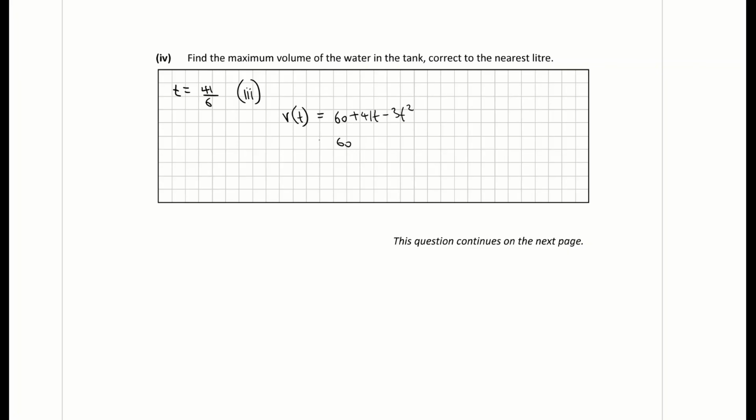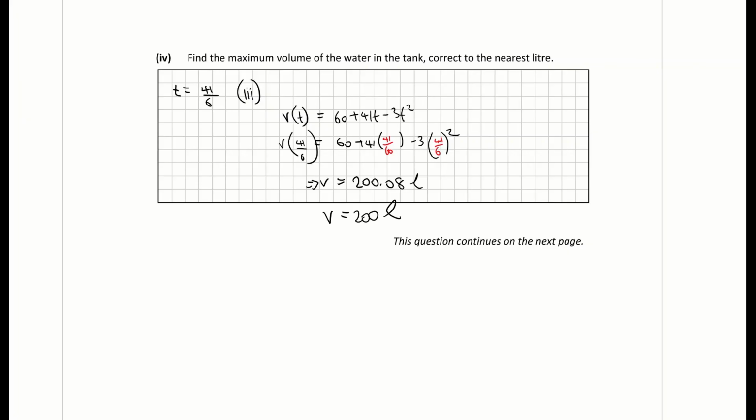In order to find the volume when the time is at its maximum, I'm going to sub in my 41 over 6 for t. That's giving me 60 plus 41 times minus 3 times t squared, and I'm subbing in 41 over 6 and 41 over 6. When I put that on my calculator, I'm getting a maximum volume of 200.08 liters. The question wants it to the nearest litre, so therefore my maximum volume is 200 litres.